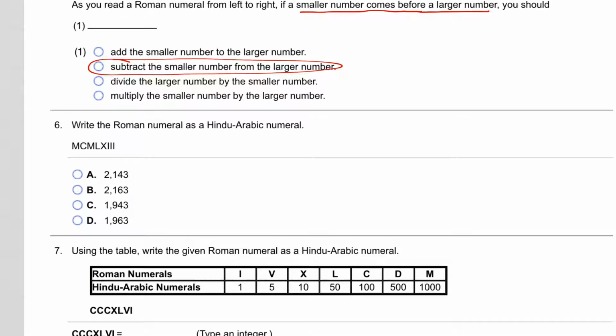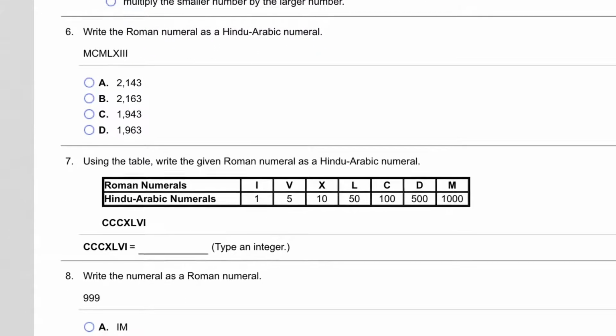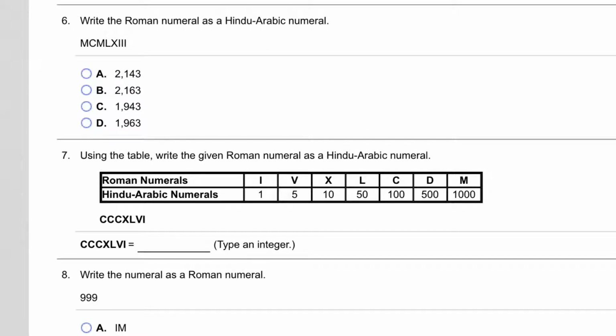Okay, then we have the Roman numeral MCMLXIII. So M is 1,000. So let's rewrite this here. And you can look right here as a reference. So remember that these references will be given to you for the test. So you will not have to memorize these, along with Egyptian numerals.